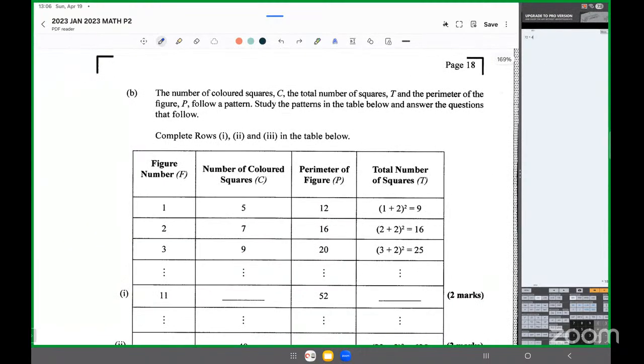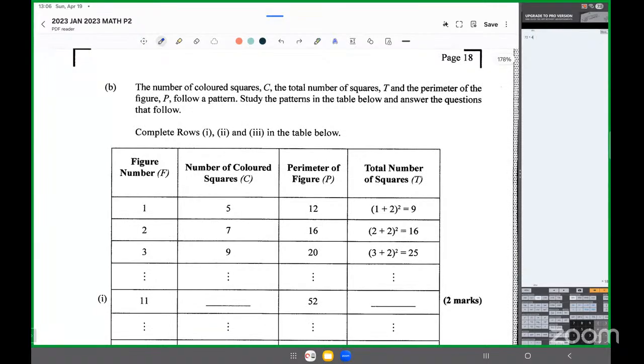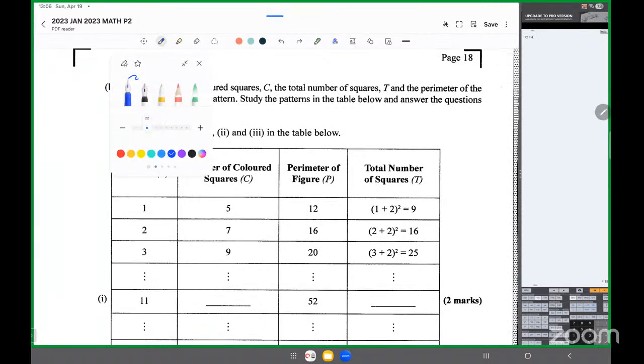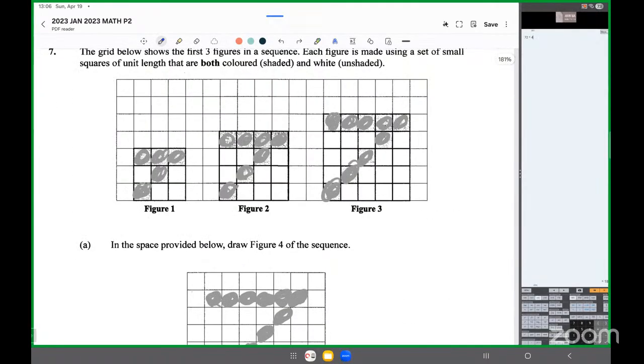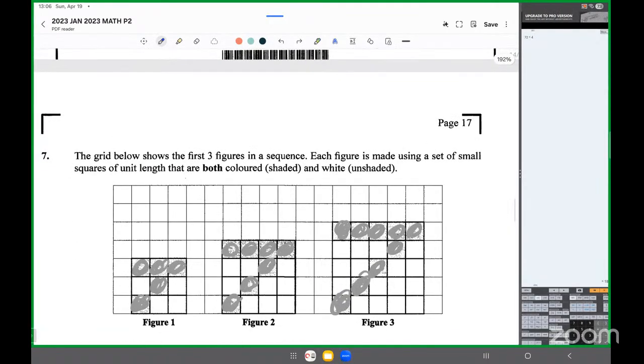It says the number of colored squares, C, the total number of squares, E. So remember, you have colored and shaded squares. The group below shows the first 3 figures in a sequence. Each figure is made up of a set of small squares of unit length, which are both colored, shaded and white. Okay. So you have shaded and white. Now each square, you have shaded and you have white.